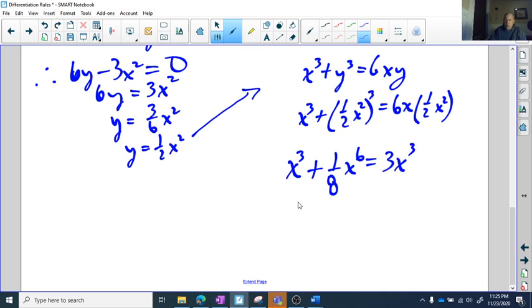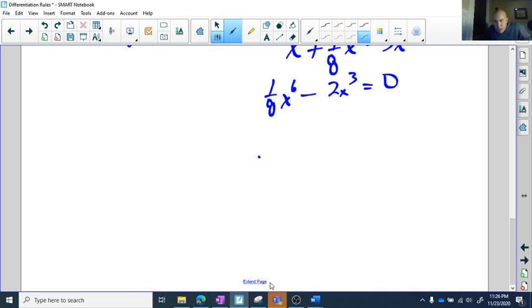All right, so let's make this equal to 0. I'm going to have 1/8 x to the sixth, take away 2x cubed. If you move that over there and group those together, you're going to get minus 2x cubed. I'm not a big fan of this fraction, so let's get rid of it by multiplying everything by 8. x to the sixth minus 16x cubed would be equal to 0.